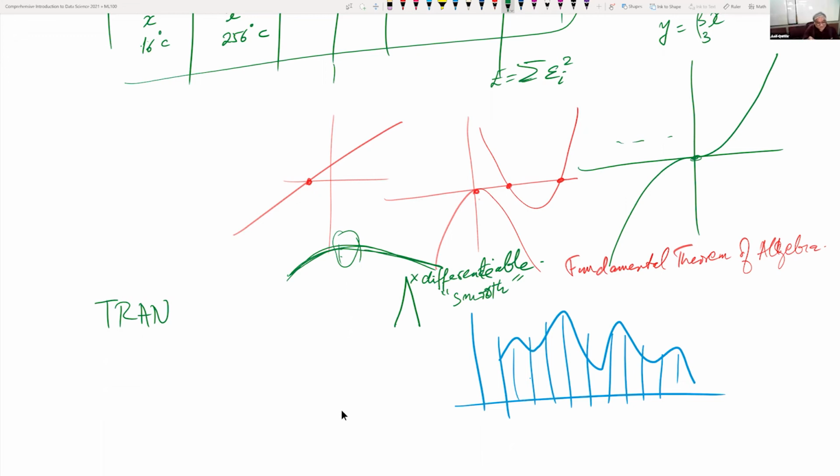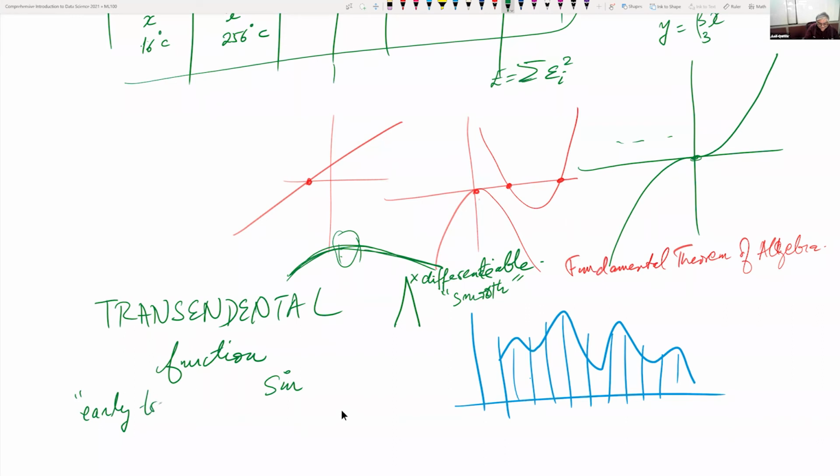Anyway, those functions that I'm talking about are transcendental functions, right? And the earliest transcendentals, that's why these are called early transcendentals, in your calculus.